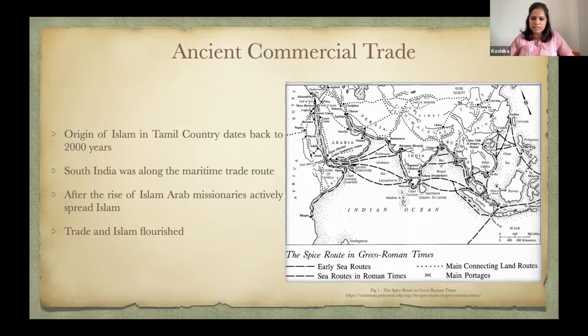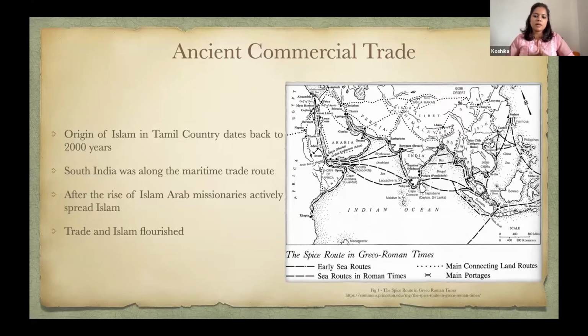Before the rise of Islam, Arabs came into Tamil Nadu as traders and navigators. Once Islam started to rise, the Arabs came into Tamil Nadu as missionaries, and they started to spread Islam. That is how they started to convert the Tamil Muslims. The converts are called Tamil Muslims. The religion is Islam, the people who follow the religion are called Muslims, and the Tamils who follow Islam are called Tamil Muslims.